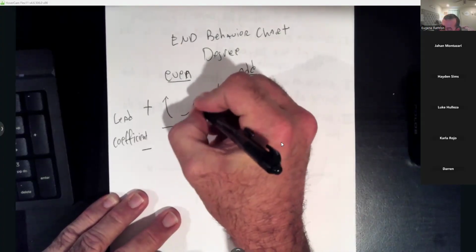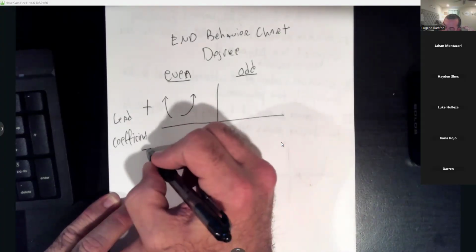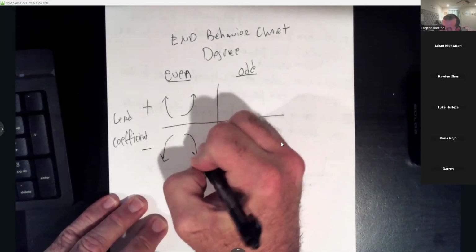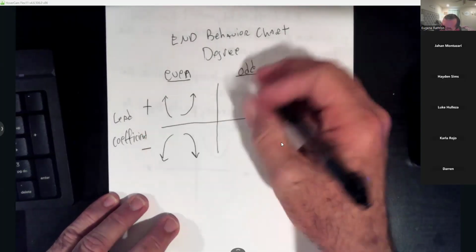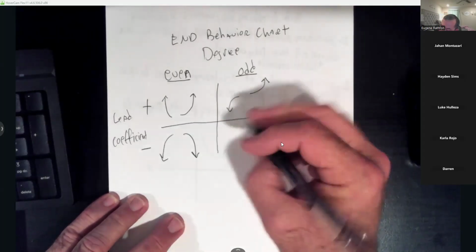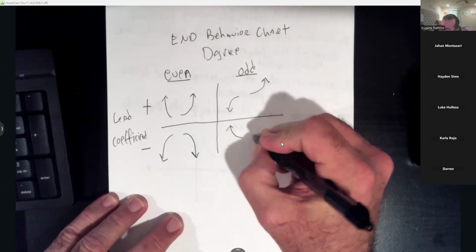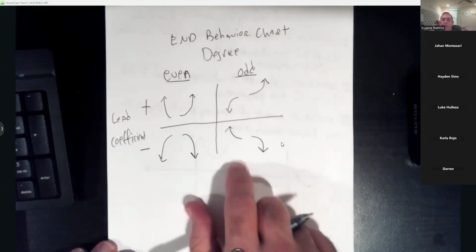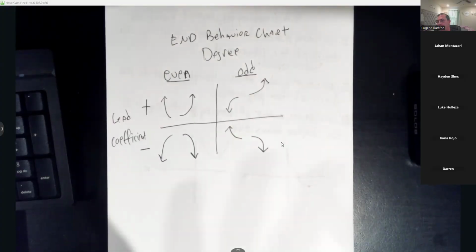Even, they both went up. If it was a negative lead coefficient, they both went down. Odd with a positive went uphill left to right. Odd with a negative lead coefficient went downhill left to right. So y'all use this chart that we used in 8.1 for these problems in 8.2.